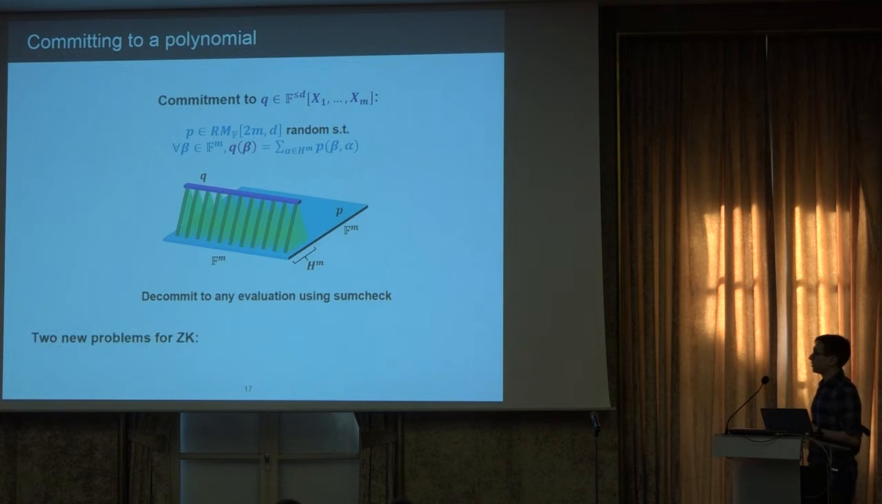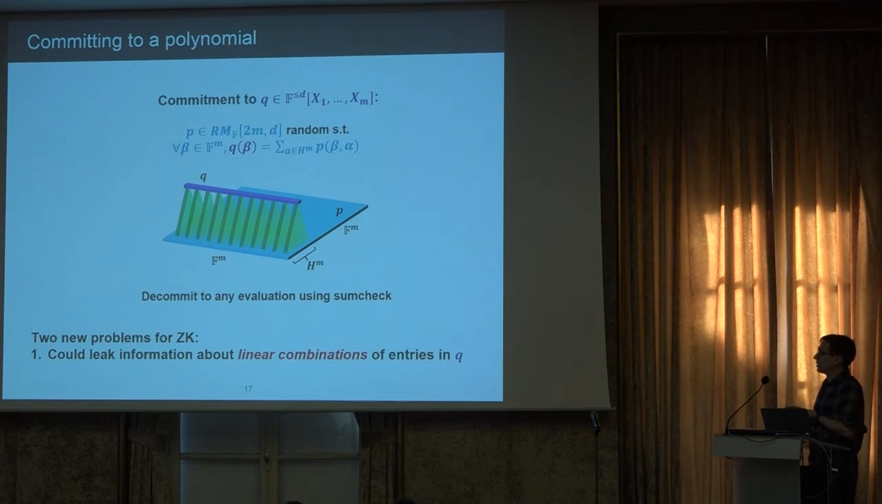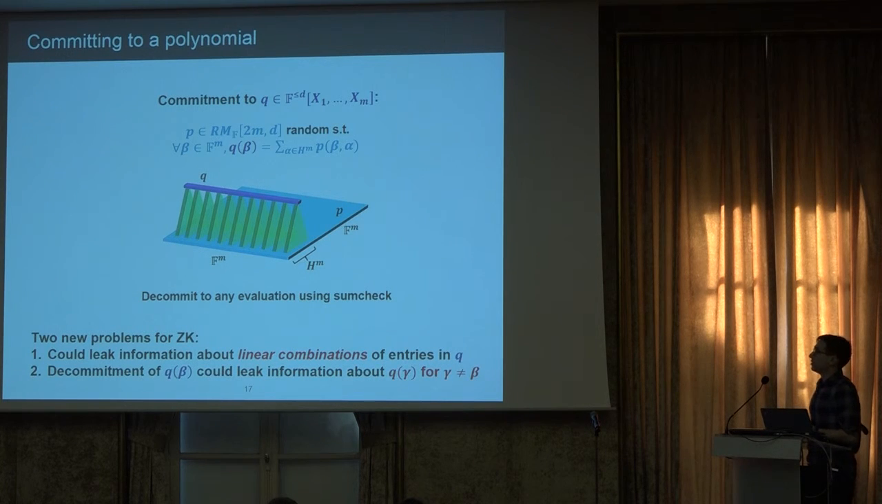There are a couple of problems with this. Firstly, you could leak information about linear combinations of entries in q, and this would still be bad because I don't want you to learn anything about q besides the things that I tell you. And also the decommitment of this q of beta could leak information about other things. So by doing the decommitment, I could, in addition, leak things that I don't want you to know about. But it turns out that this doesn't happen. So we can show that neither of these things occur.